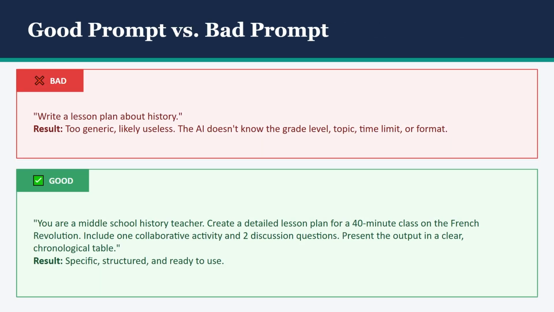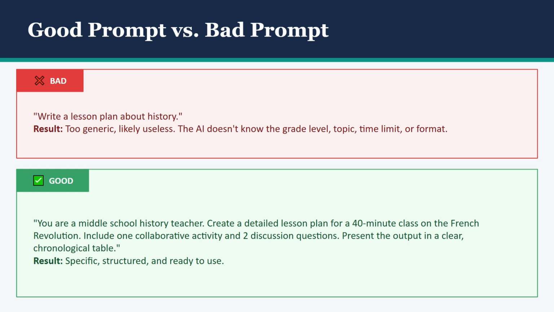Now, let's compare these two prompts. Write a lesson about history. It's too generic. History of which class? Which topic? Is there any time limit? Is there any format? No. Let's look at a good prompt.